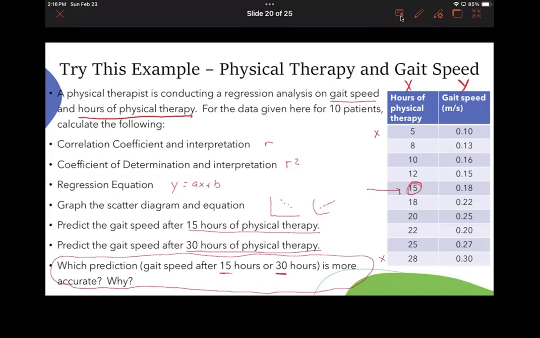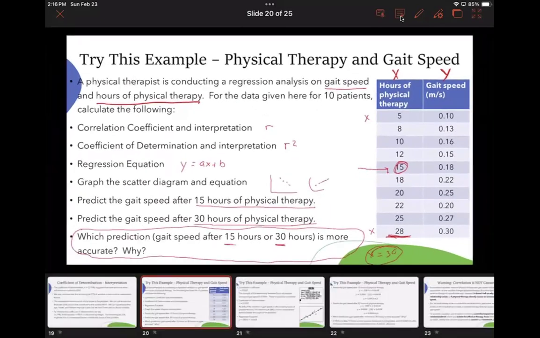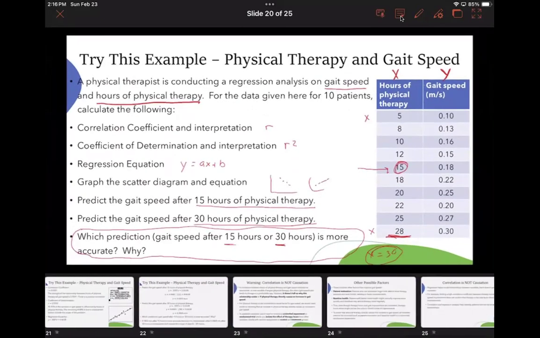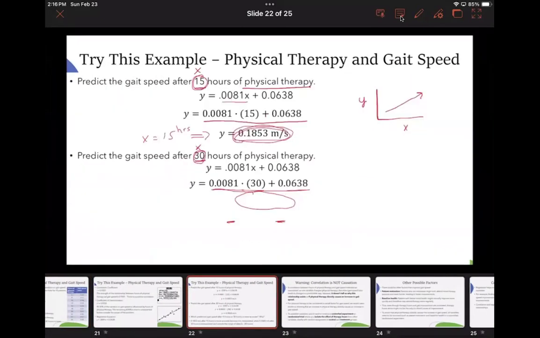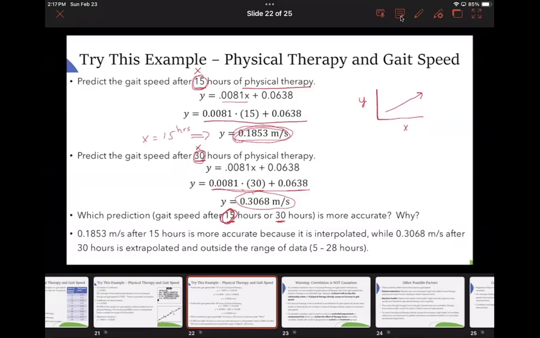Now X equal 30 is outside of the range. See that the end is 28, so 30 is outside the range. The gait speed value that we got when we plugged in X equal 30 is extrapolated because it is outside the range. The one that is most predictable, or the one that has the more accurate prediction, is the one for 15 hours, because it is an interpolated prediction instead of an extrapolated prediction.